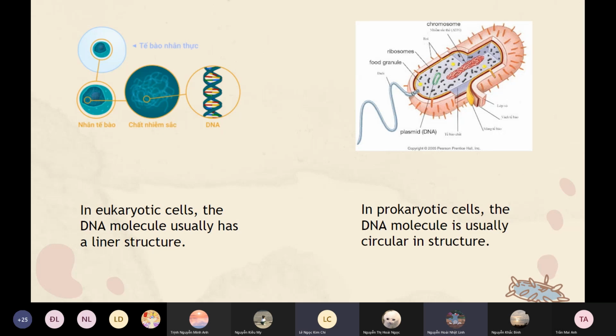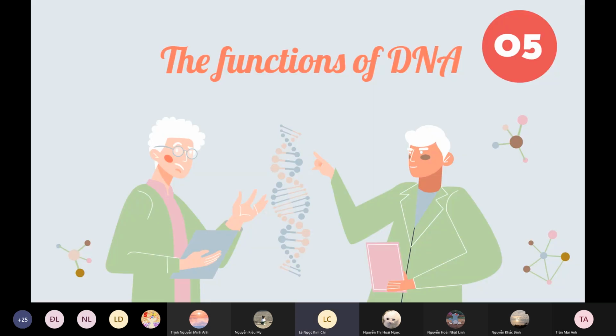And the next, also the last point I tell you in my presentation, is the difference between two types of DNA structure: eukaryotic cell and prokaryotic cell. The picture on my left hand discusses eukaryotic ones. In eukaryotic cells, the DNA molecule usually has a linear structure, and the picture on my right hand refers to the prokaryotic cell. In prokaryotic cells, the DNA molecule is usually circular in structure. And it is the end of my presentation.